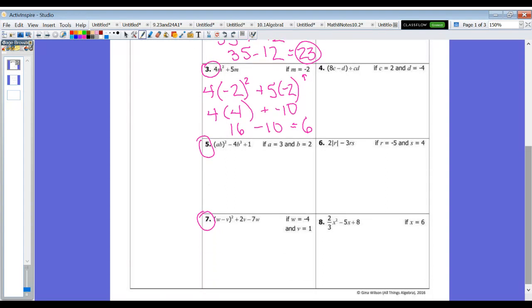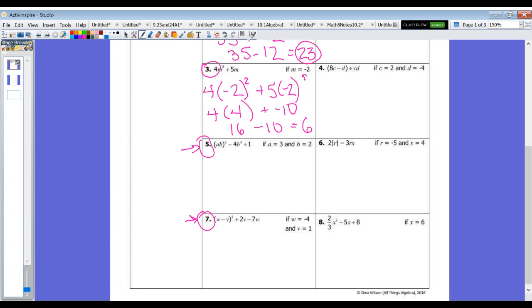Okay, let's move on down here. Why don't you actually pause the video for a second and see if you can do numbers 5 and 7. So pause it right now and see if you can do those, and then I'll go over them when you come back.